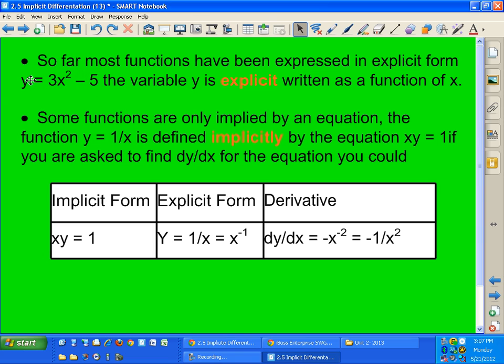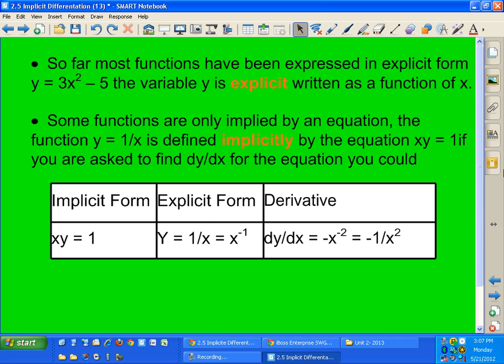Normally we're used to seeing functions like 3x squared minus 5, and we take the derivative of it by taking y prime equals this. Well, an implicit equation would be something like x times y equals 1. The implicit form is that, and we could take the derivative of it, or the other option is to solve it for y and take the derivative of that.